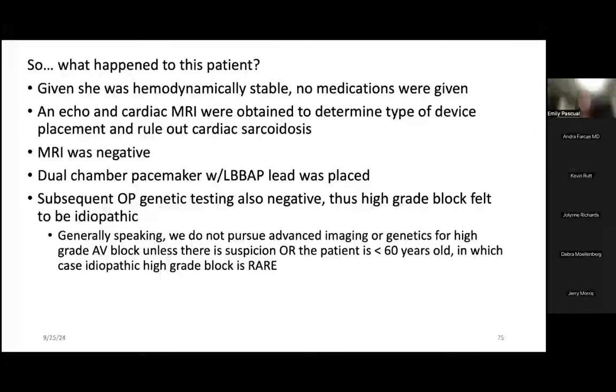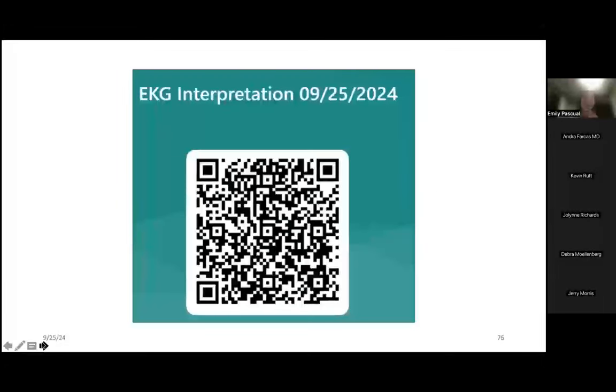So she did have a pacemaker put in, and we did genetic testing as an outpatient that was also negative. Essentially, we felt like her heart block was idiopathic. We didn't have a good explanation for why exactly that happened to her, but she's done well since she had her pacemaker put in. So I guess I will stop for questions.